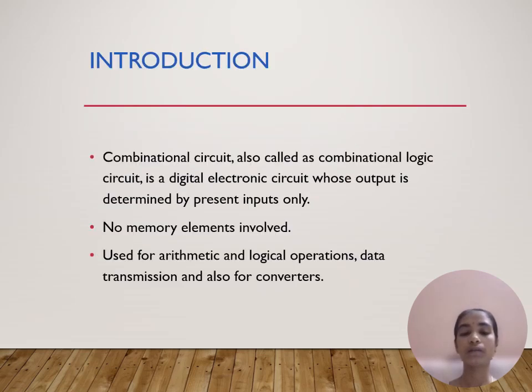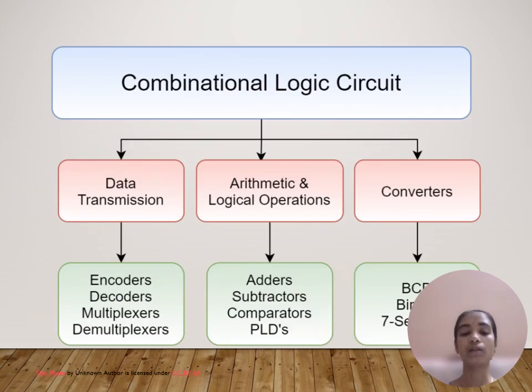Combinational Circuits. Introduction. A combinational circuit, also called a combinational logic circuit, is a digital electronic circuit whose output is determined by the present input values only. No memory elements are involved. It is used for arithmetic and logical operations, data transmission, and also for converters.